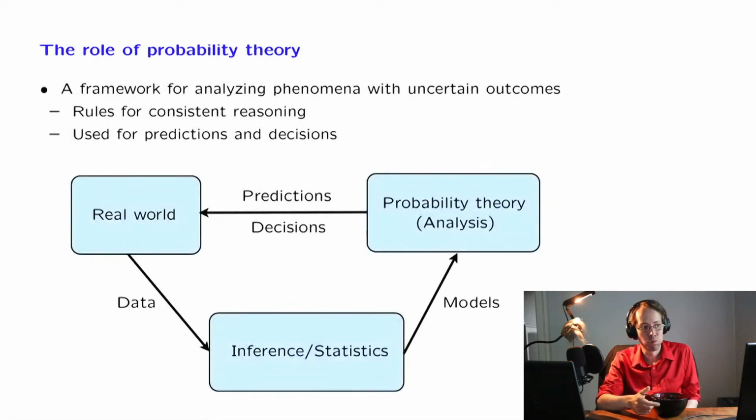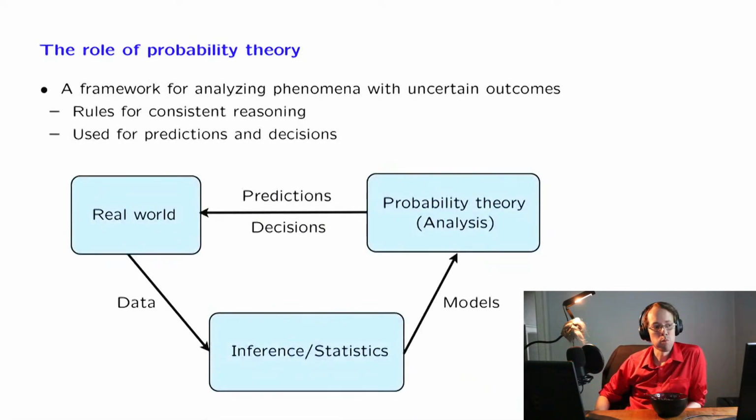And so we have the following diagram that summarizes the relation between the real world, statistics, and probability. The real world generates data. The field of statistics and inference uses these data to come up with probabilistic models. Once we have a probabilistic model, we use probability theory and the analysis tools that it provides to us, and the results that we get from this analysis lead to predictions and decisions about the real world.